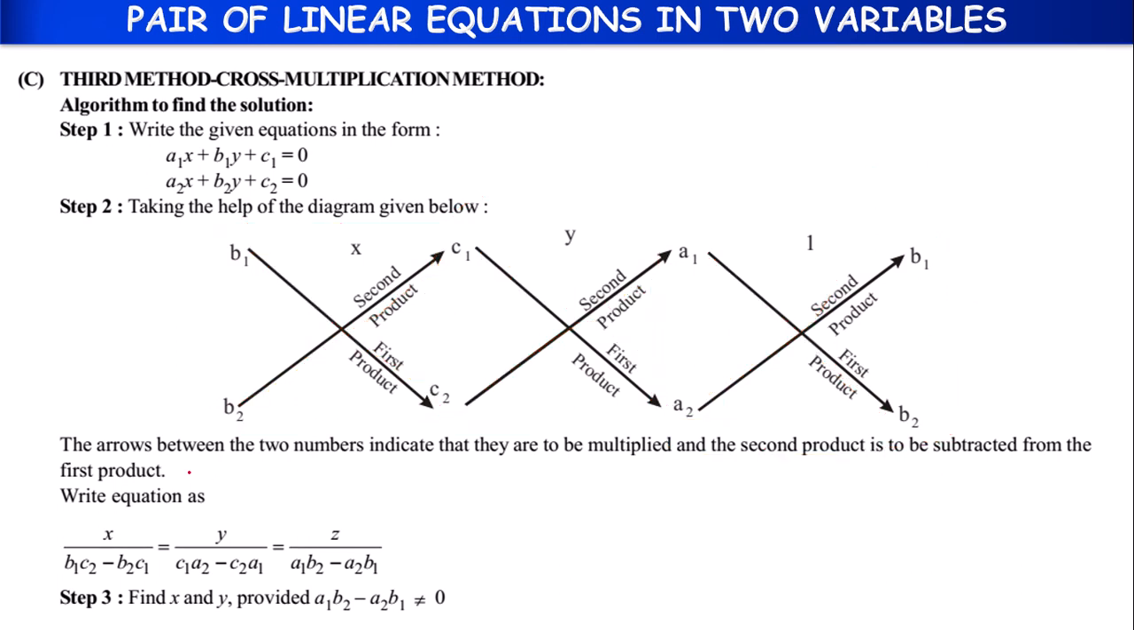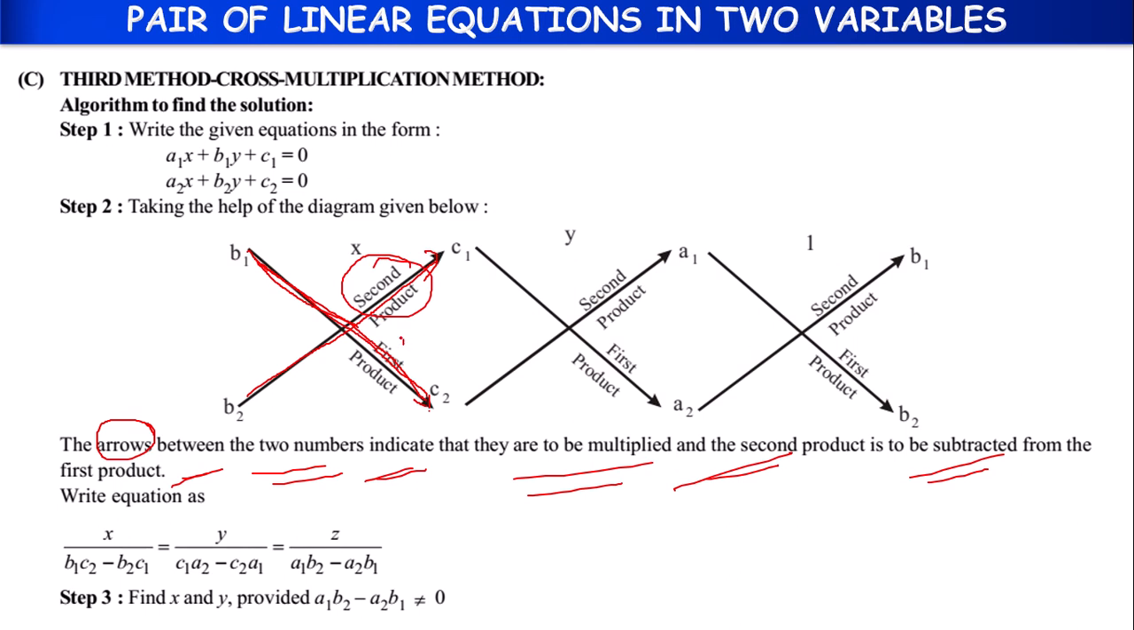So here, children, the arrows between the two numbers indicate that they are to be multiplied, and the second product is to be subtracted from the first product. They have marked arrows here, which means these two are to be multiplied and these two are to be multiplied, and the second product is to be subtracted from the first product in each case.